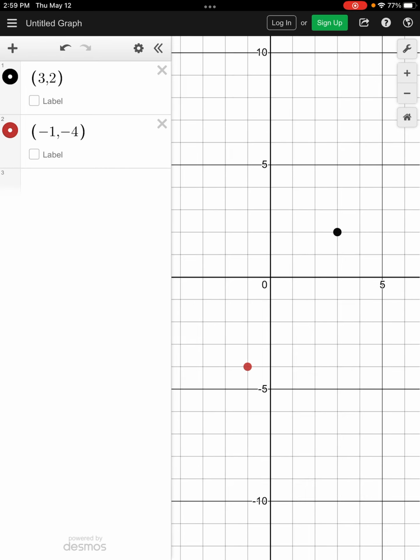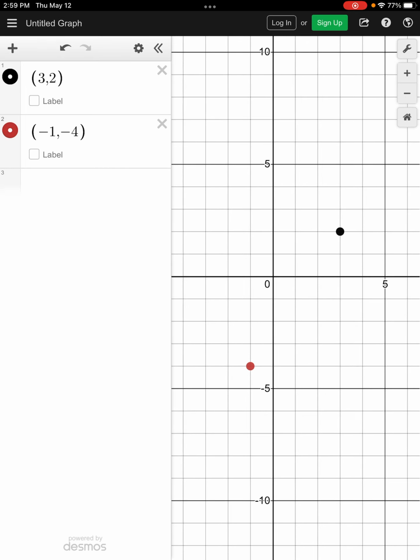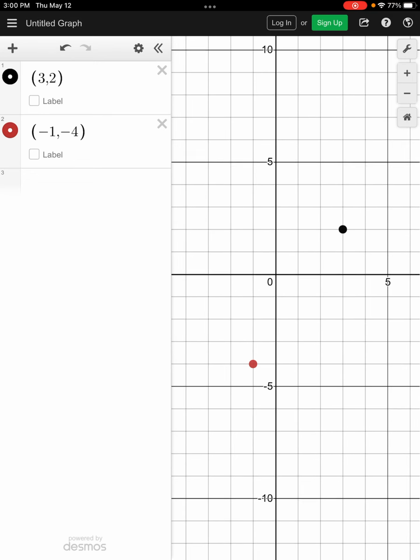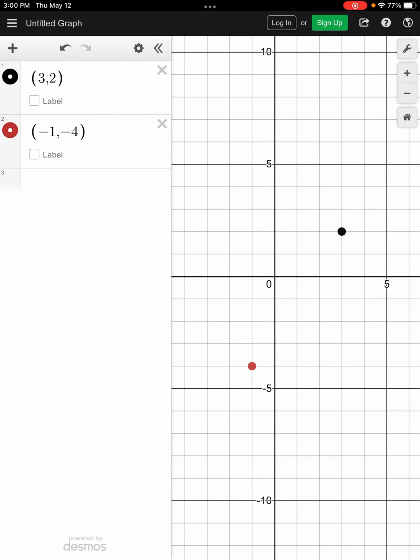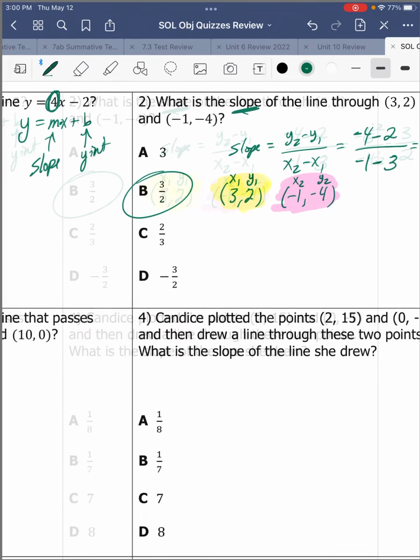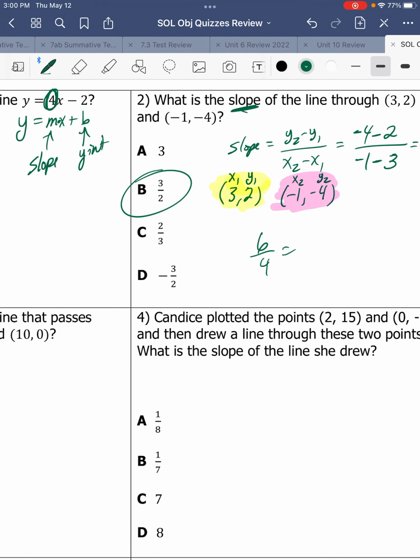I'm going to start with the red dot here, and go up 1, 2, 3, 4, 5, 6. So I rose 6. And then I'm going 1, 2, 3, 4 to the right. So 6 over 4. You could have also gone down 6 from 3, 2: 1, 2, 3, 4, 5, 6, and then left 1, 2, 3, 4. So down would be negative 6, and left would be negative 4. It does not matter which way you do it, but you have 6 over 4, which reduces down to 3 over 2.